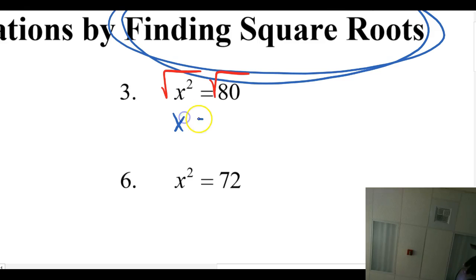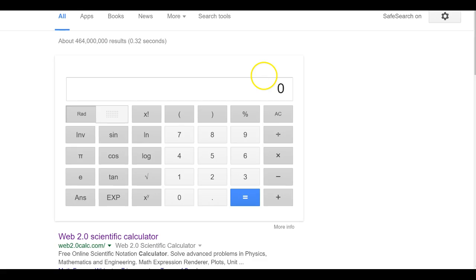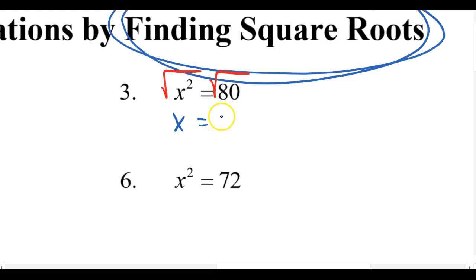This becomes x. But when I plug this into the calculator, I get a decimal number. So let's pull up my calculator and show you. Let's say I do the square root of 80. It equals some crazy decimal number, 8.94427, and it keeps going. That's not a perfect square, and we don't want that. So in that case, you're just going to leave the 80 in the square root. But don't forget that we can still have a plus and a minus answer.